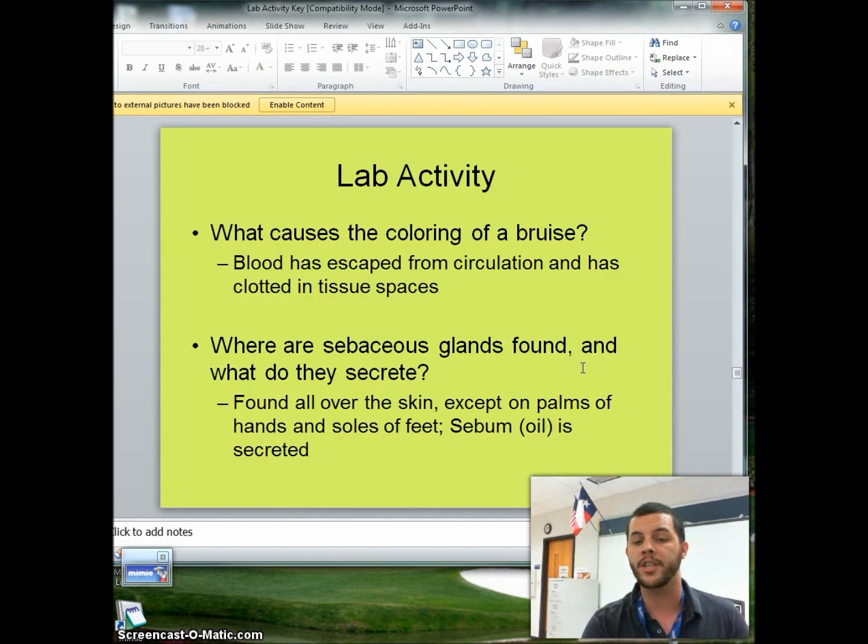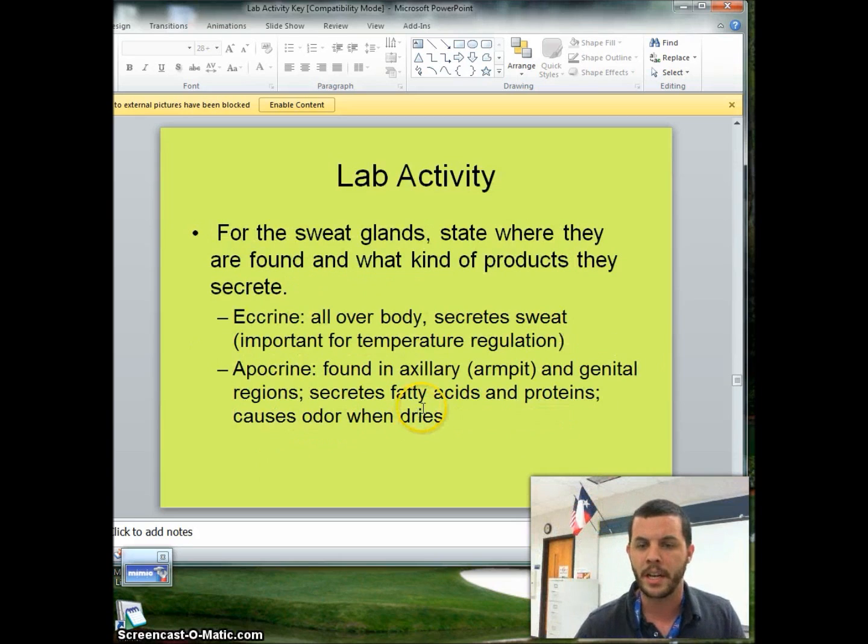Where are sebaceous glands found, and what do they secrete? Sebaceous glands are found all over your skin, except on the palms of your hands and the soles of your feet. What were those again? Oh yeah, thick skin, okay? So you'll find sebaceous glands everywhere except for your thick skin areas, and sebum is what is secreted, and that's just a natural body oil.